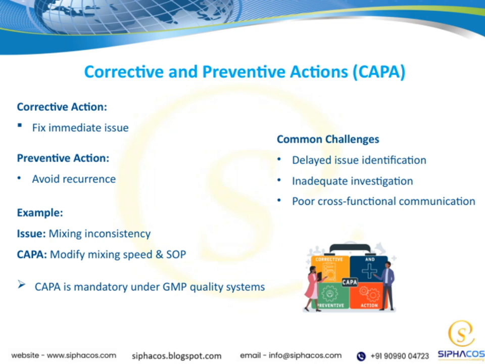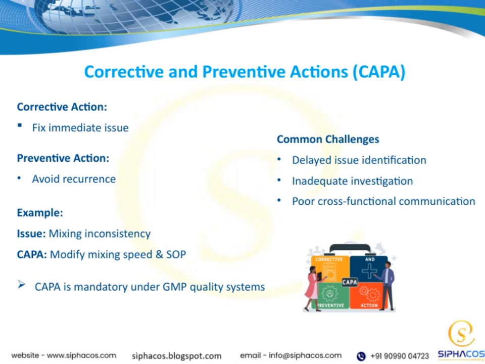This is where corrective and preventive actions, or CAPA, come into play. Corrective action focuses on fixing the immediate issue. Like if there's a mixing inconsistency, we might modify the mixing speed or update the standard operating procedure.